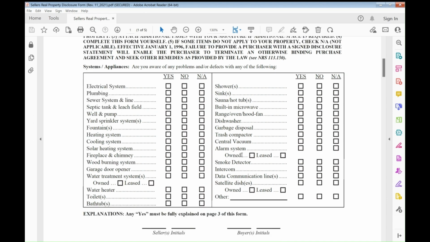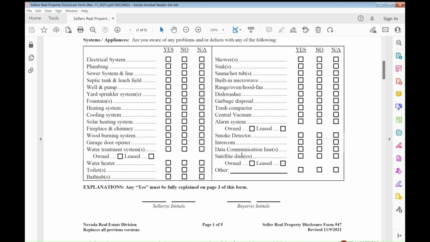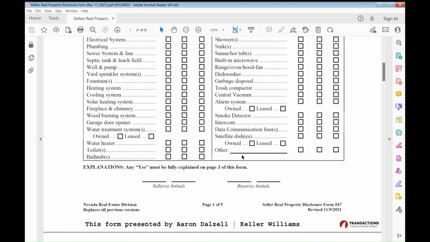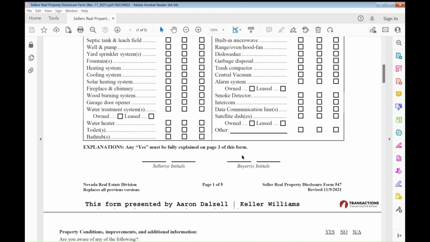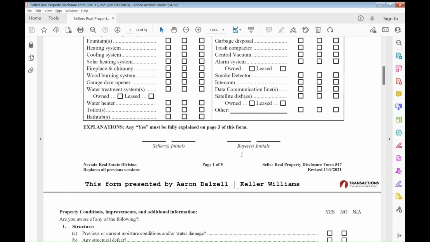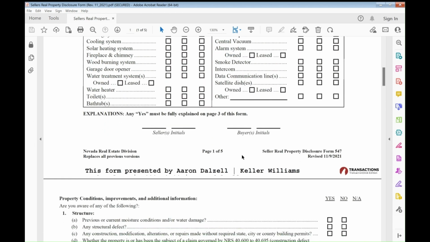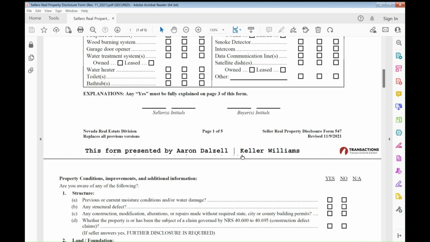As you scroll down through these, again, make sure you answer these honestly and to the best of your ability. If there is a problem with your home or anything that you are aware of, you really do want to disclose it. It's going to limit your liability down the road. It's also just ethically, morally correct to let the buyers know what you know.